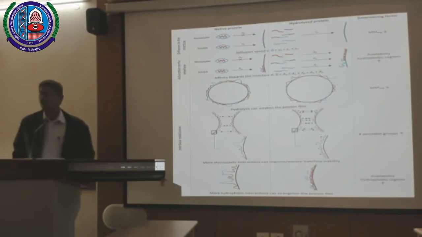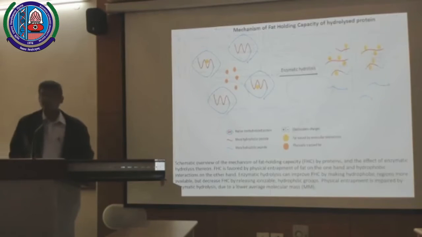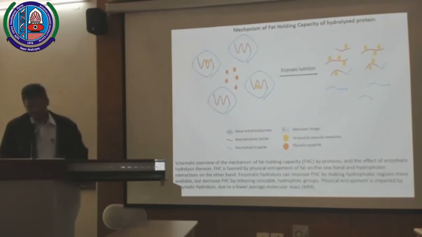So the previous slide. That statement explained that enzymatic hydrolysis can improve efficiency by making hydrophobic regions more available, but decrease fat holding capacity by releasing ionizable groups. Okay.